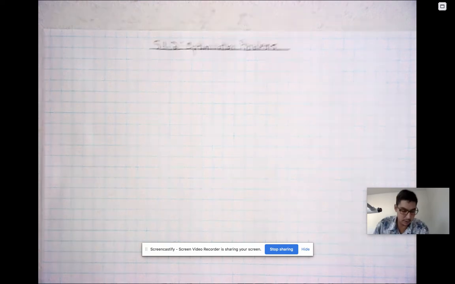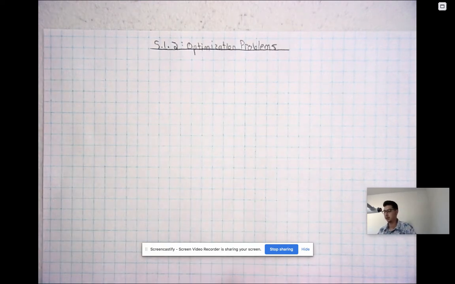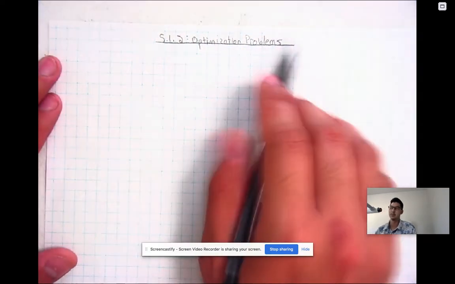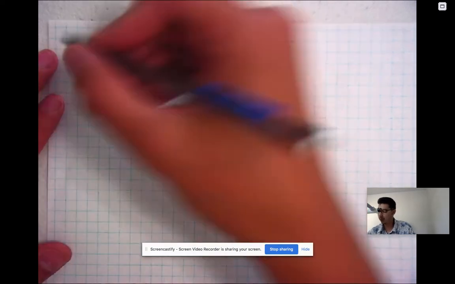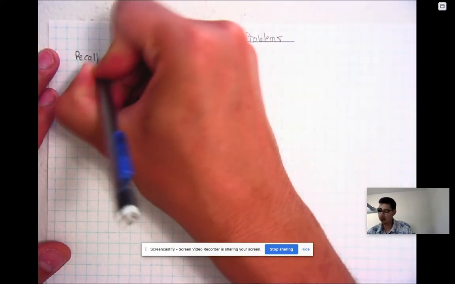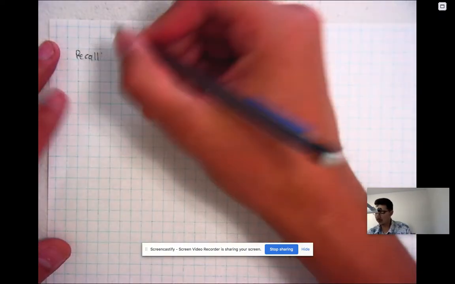In this lesson, we start talking about something new, which you'll see this chapter, which is optimization problems. How do you get the best or worst out of something, maximize and minimize it? Since we're talking about optimization, which is about maximums and minimums, let's recall what those mean.